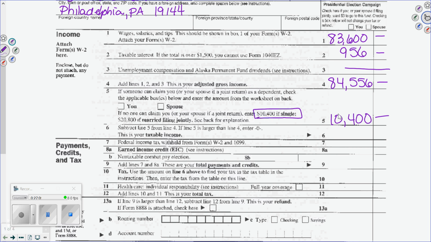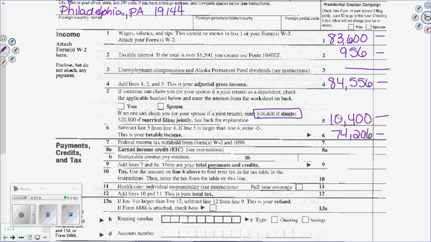Okay, can I subtract those? Yeah. So that is $74,206. I'm doing exactly what it says. Subtract line 5 from line 4.